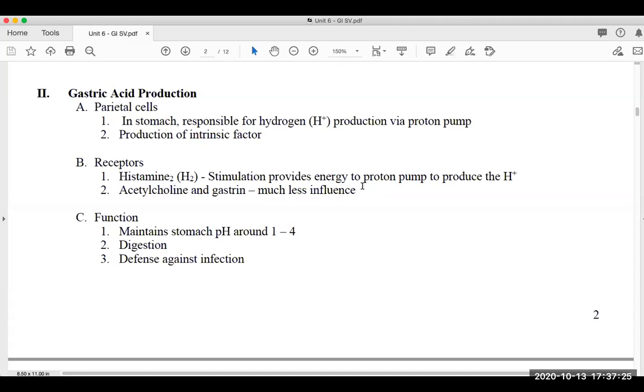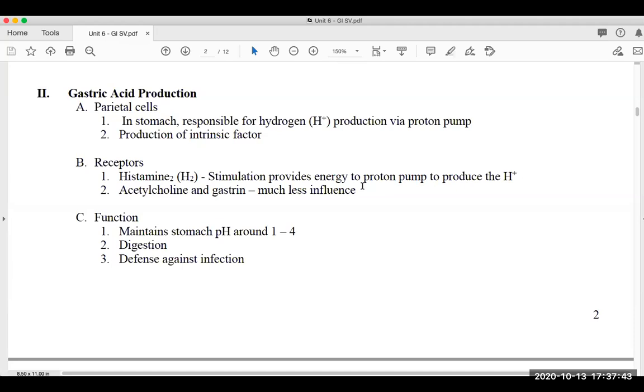Acetylcholine, that is a chief neurotransmitter of our parasympathetic nervous system. It contracts smooth muscle, causes dilation of our blood vessels, increases bodily secretion, and decreases our heart rate. Okay. And we have gastrin. Gastrin is a peptide hormone.